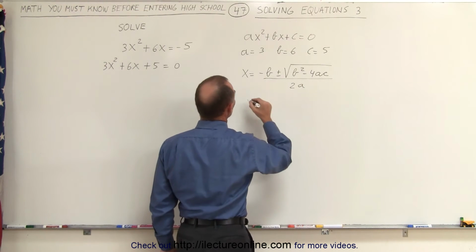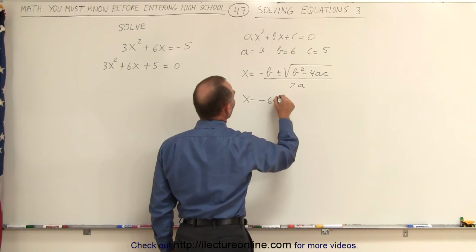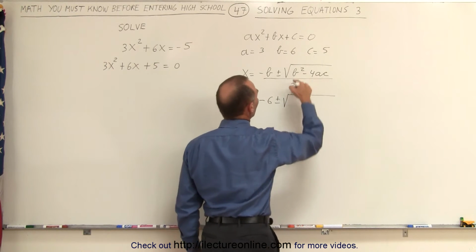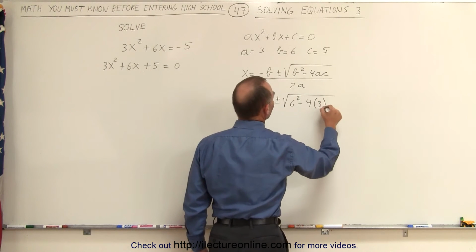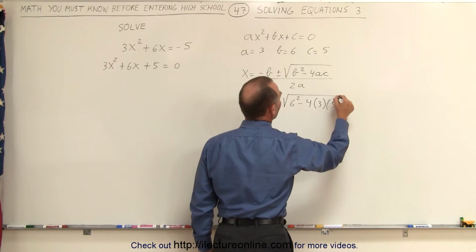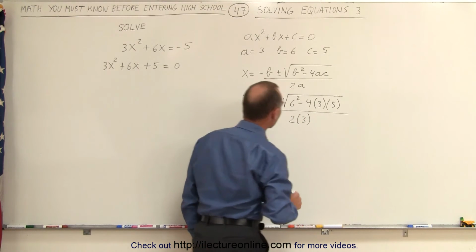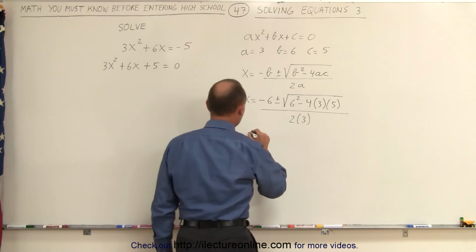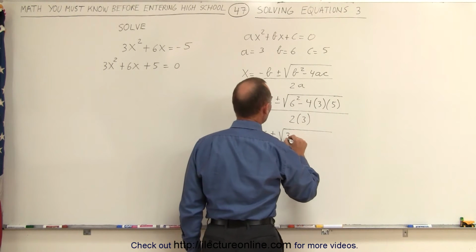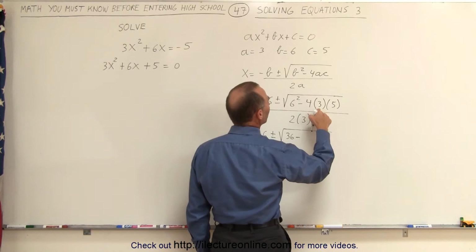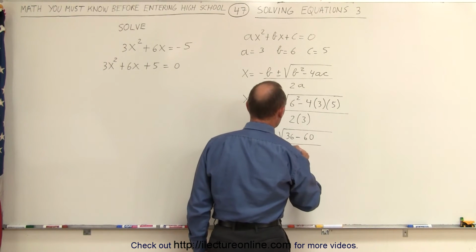So when we plug in these values, we get x is equal to minus b, since b is 6. Minus b would be minus 6, plus or minus the square root of b squared, which is 6 squared, minus 4 times a, which is 3, times c, which is 5. And that all divided by 2 times a, which is 2 times 3. All right, simplifying that, we get the following. x is equal to minus 6 plus or minus the square root of 6 squared, which is 36, minus 4 times 3, which is 12, times 5, which is 60, all divided by 2 times 3, which is 6.